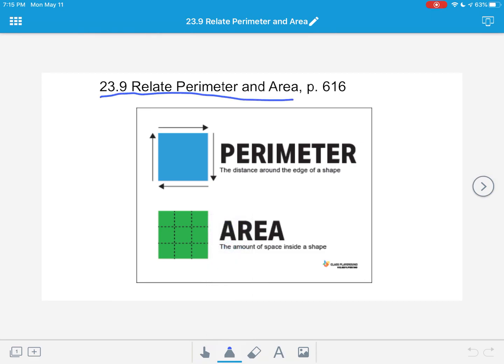For this lesson, you'll need to have out your textbook, turn to page 616, and your math journal. Please get your journal labeled and then we can get started.